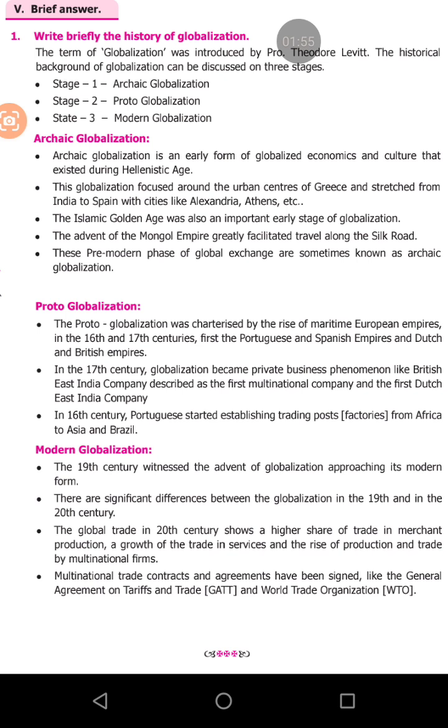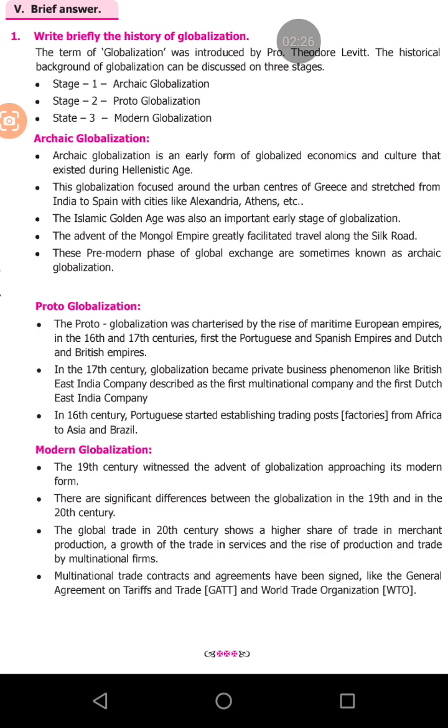Proto-globalization. Proto-globalization was characterized by the rise of maritime European empires in the 16th and 17th centuries, first the Portuguese and Spanish empires, and then the Dutch and British empires. In the 17th century, globalization became a private business phenomenon, like the British East India Company, described as the first multinational company, and the Dutch East India Company. In the 16th century, Portuguese started establishing trading post factories from Africa to Asia and Brazil.